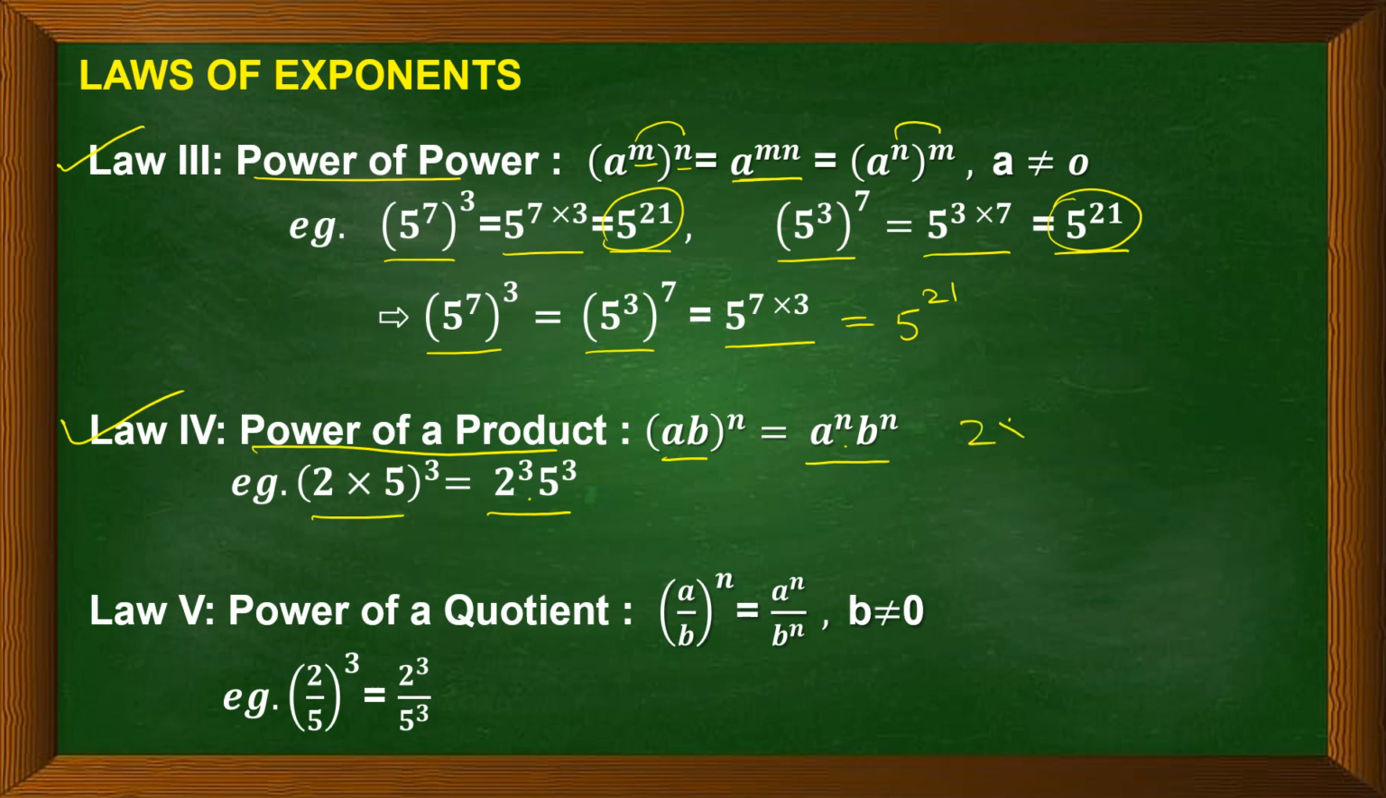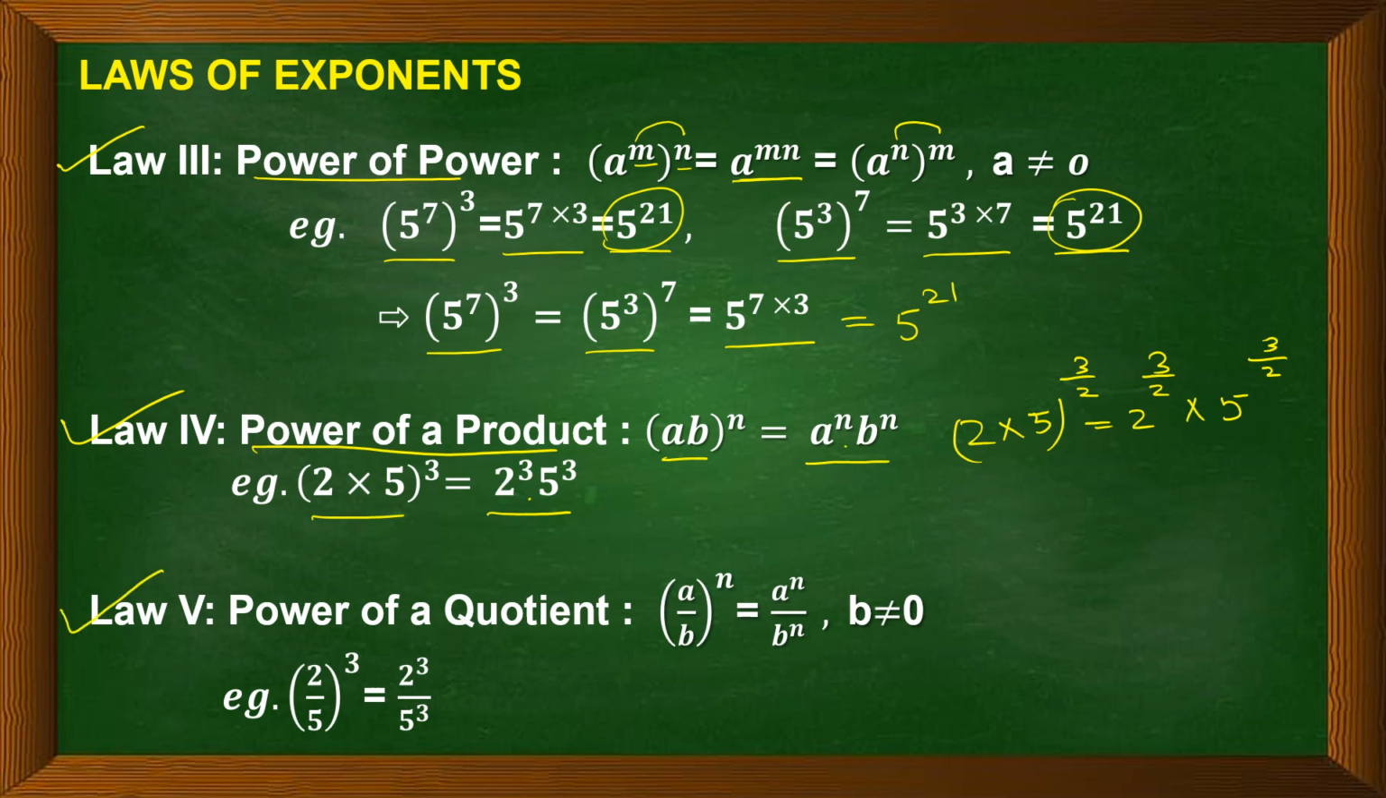Suppose we have (2 into 5) raised to a rational number, say 3/2. So in such cases 3/2 will be distributed between 2 and 5. So we can write 2^(3/2) and 5^(3/2).